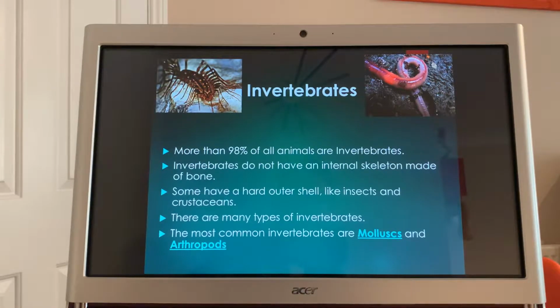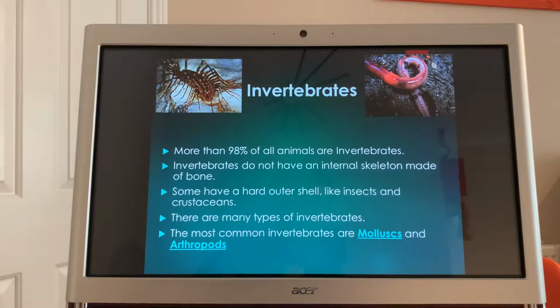Invertebrates. More than 98% of all animals are invertebrates. That's quite astounding. Just take that in for a second. More than 98% of all animals are invertebrates. Invertebrates do not have an internal skeleton made of bone. Some have a hard outer shell, like insects and crustaceans. There are many types of invertebrates. The most common invertebrates are mollusks and arthropods.